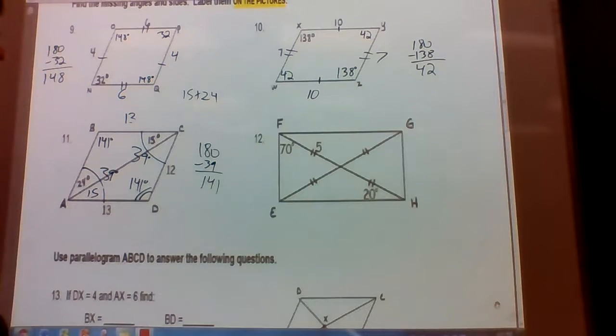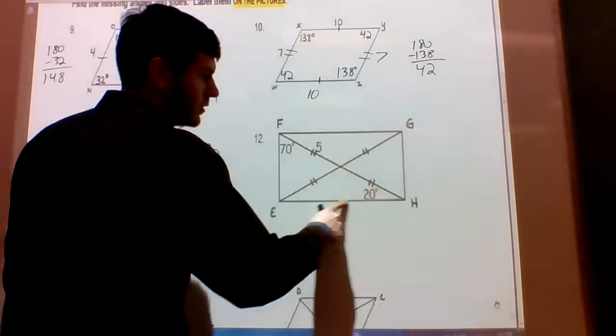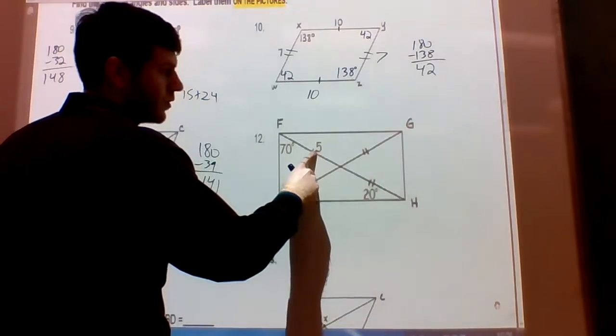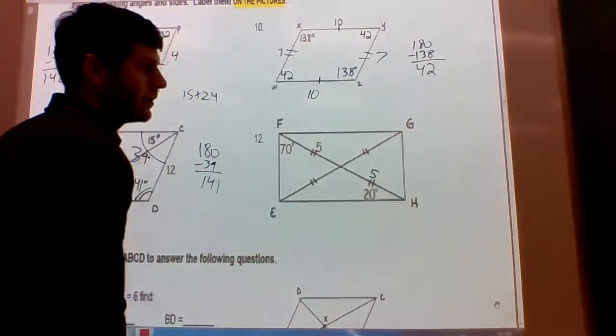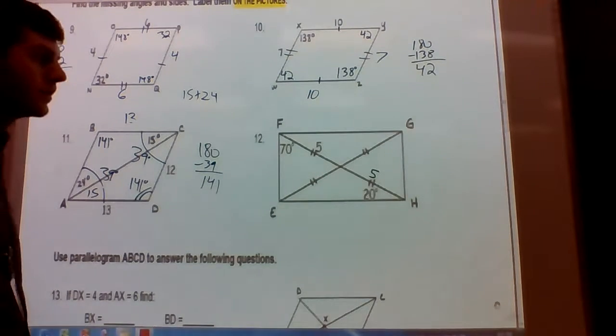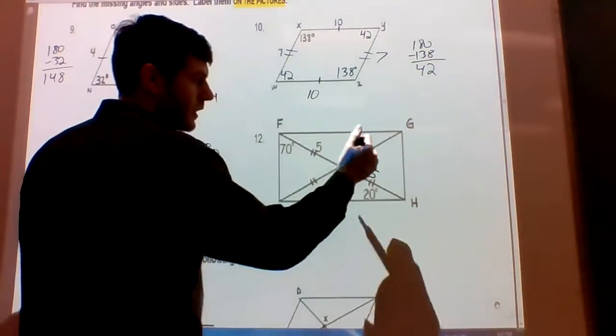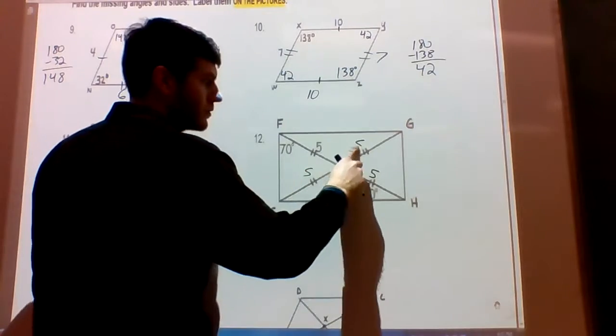Number 12. So this is where we have our diagonals. So if this is 5, this piece is also going to be 5. It's telling us all these pieces are the same, so this one's also going to be 5 and also going to be 5 based on these two hash marks.